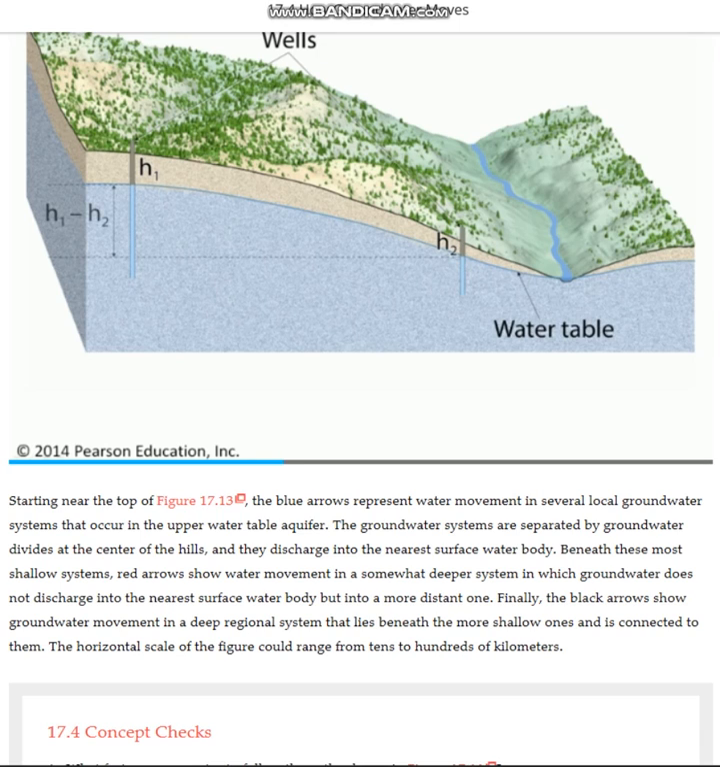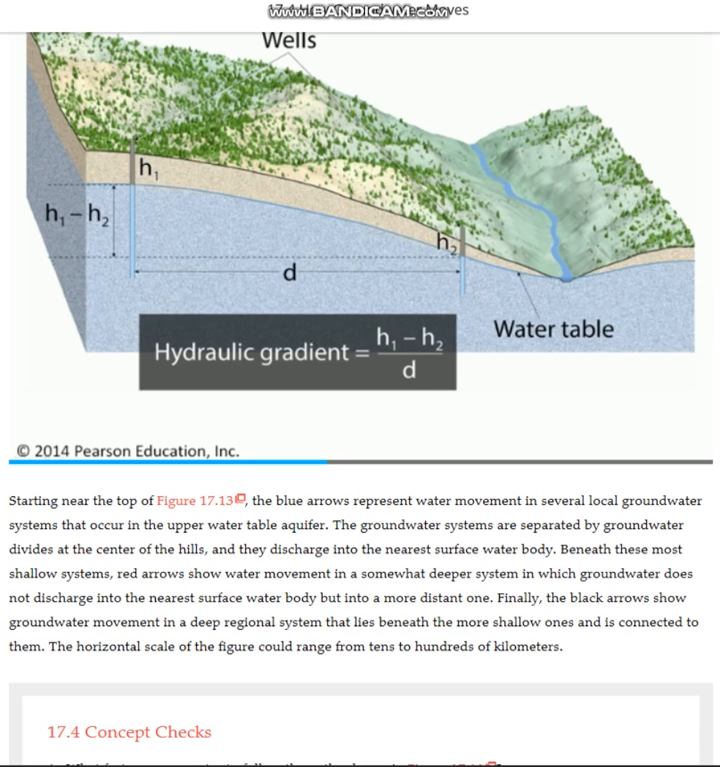So that basically gives you the height of a right triangle. The triangle also has a width, and we can represent that with the letter D. And so using the height and the width of that triangle, we can calculate the slope. This is called the hydraulic gradient. And that's the slope of this surface right here. And obviously the steeper that line is, the faster the groundwater flow is going to be.